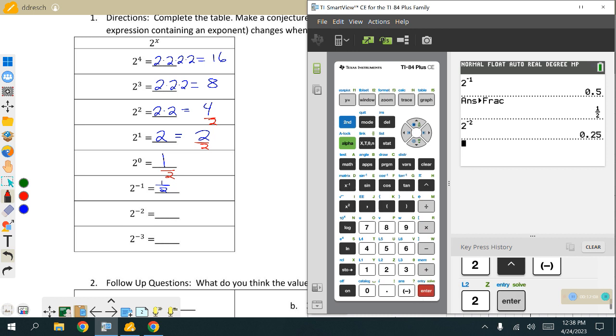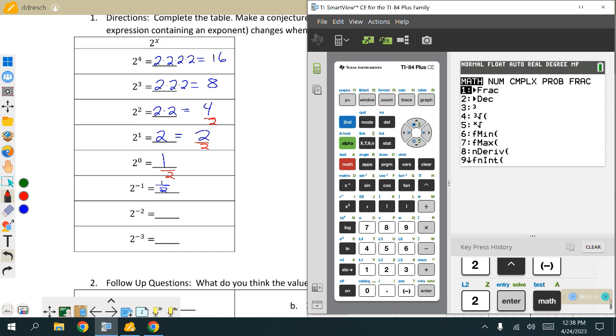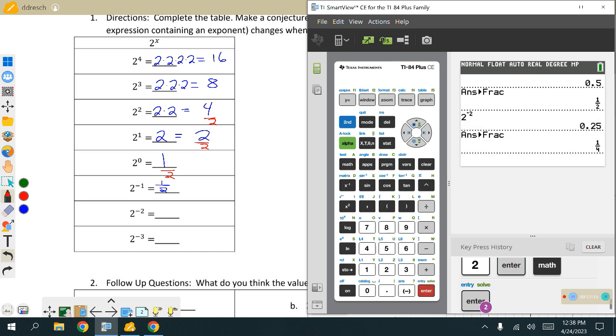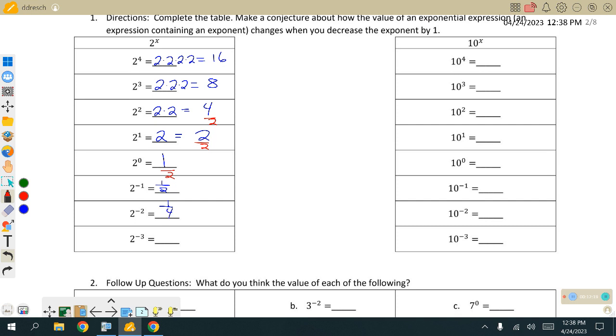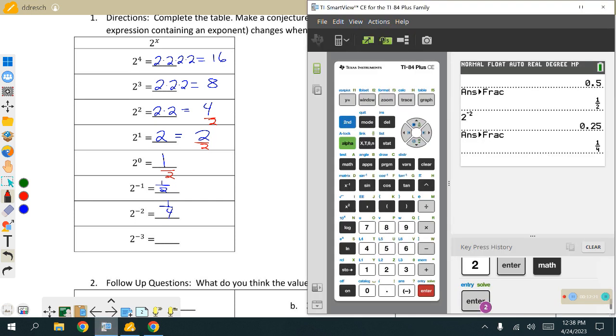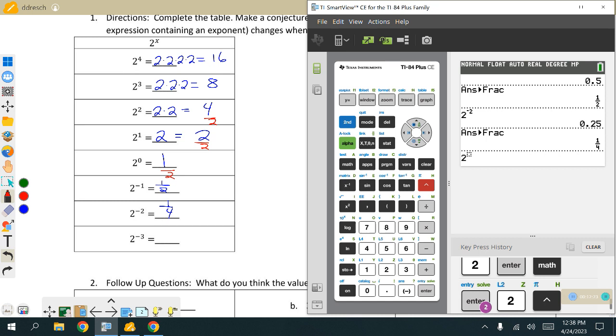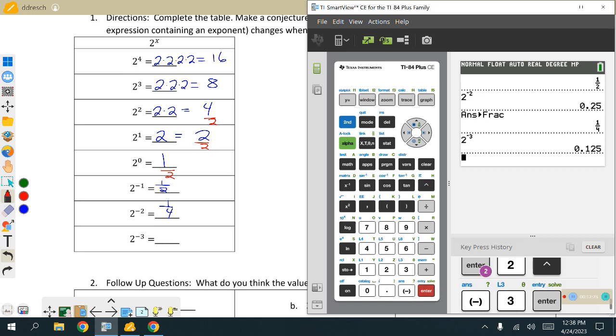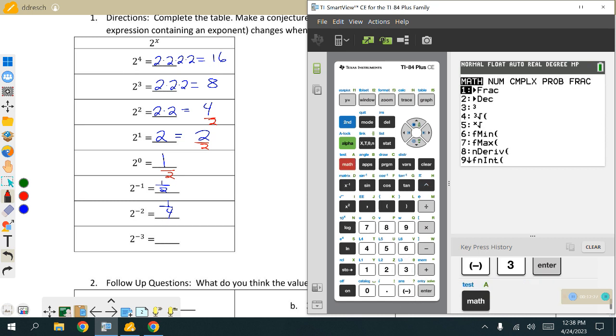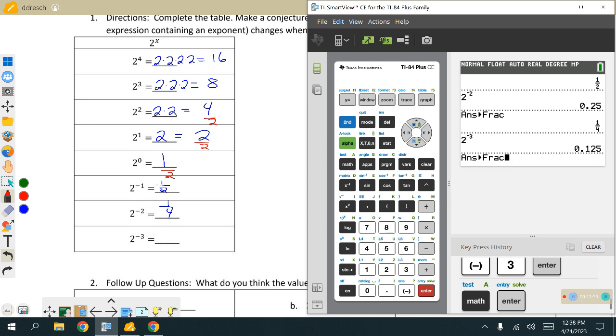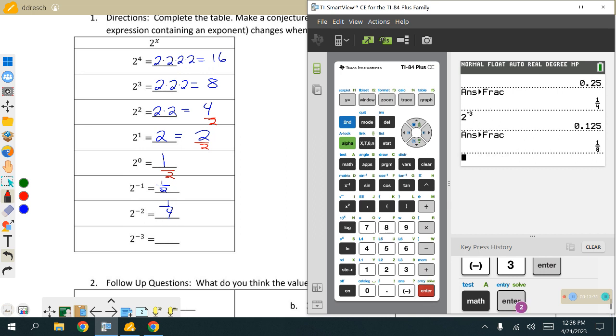Your calculators will always default to the decimal. Who cares? Math, option 1 fraction. I get a 1/4. Cool. 2 to the negative 3. Keep going with that. Which is 1 over 8. Again, decimal, math, option 1 fraction. Get to know that button because we're going to use that button.